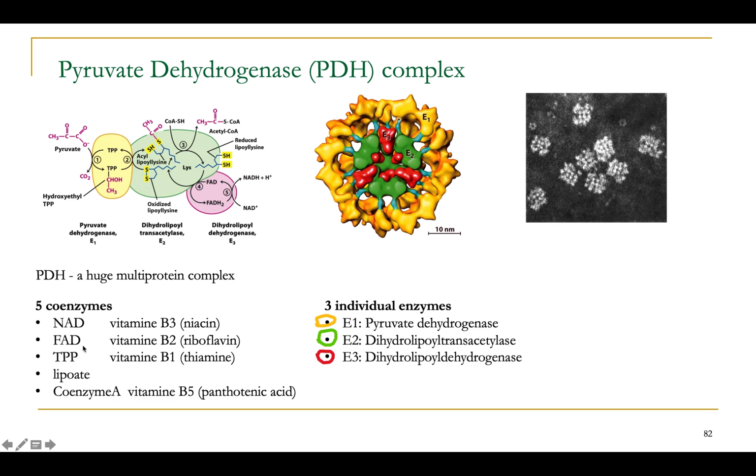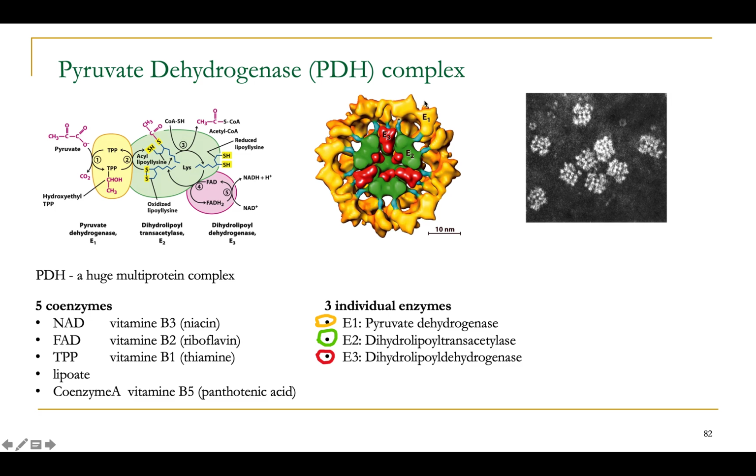NAD and FAD, such electron transport carriers, are dependent on vitamin B3 and B2 respectively, niacin and riboflavin, and 2 out of 3 chemical group carriers, thiamine pyrophosphate and coenzyme A, their production in our organism is dependent on supplementation with respectively vitamin B1 thiamine and vitamin B5 pantothenic acid. So the last question is why to form such a big complex with different stoichiometry of the enzymes.